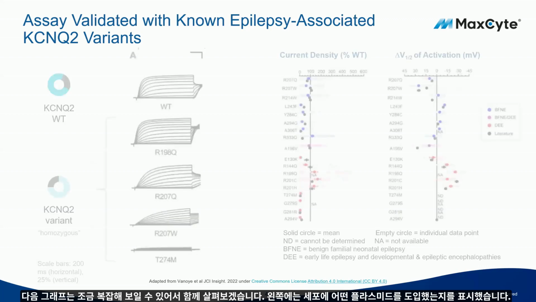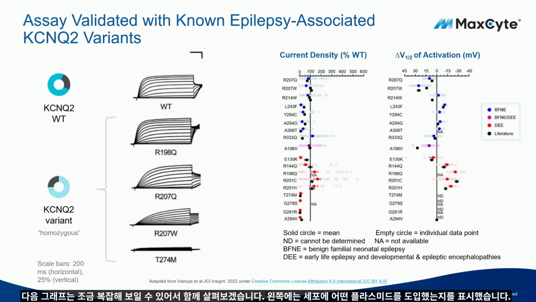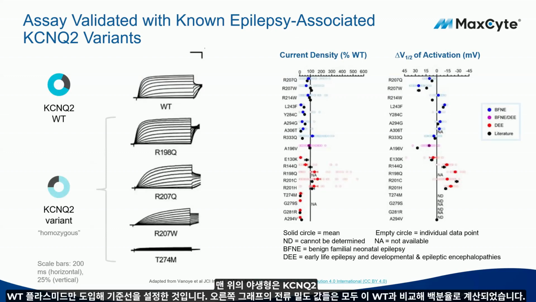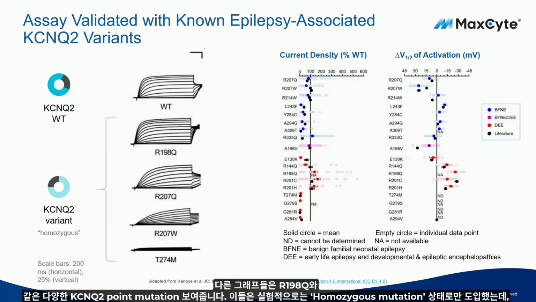This graph is a little bit more difficult to read, so I'll walk you through it. On the left side, I'm just showing you what plasmids the cells received. On the very top, the wild type cells only receive the KCNQ2 wild type plasmid, just giving you a baseline for all of these values. On the right side, the current density is calculated by percent compared to wild type. The other graphs here, such as R198Q and so on, are all different KCNQ2 point mutations or KCNQ2 variants.